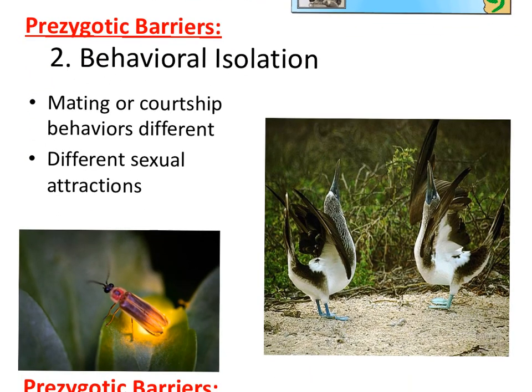Prezygotic number 2 is behavioral isolation. So again, this will be before the egg and the sperm ever meet. It prevents the egg and sperm from meeting. Behavioral isolation is just the idea that maybe the way that an organism attracts a mate is so unique that an organism of another species would be like, what in the world are you doing?